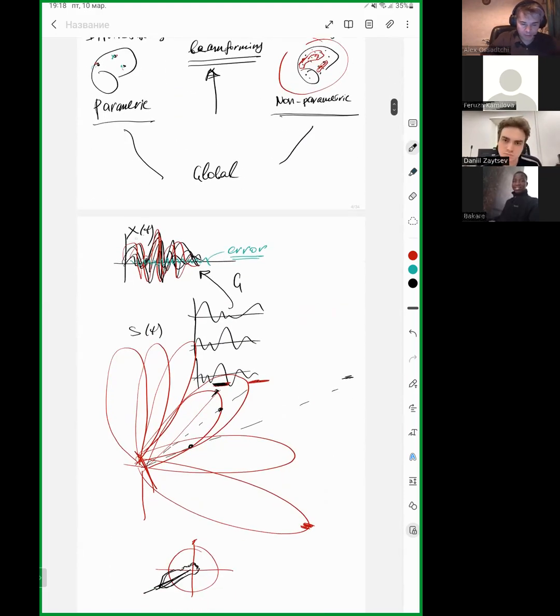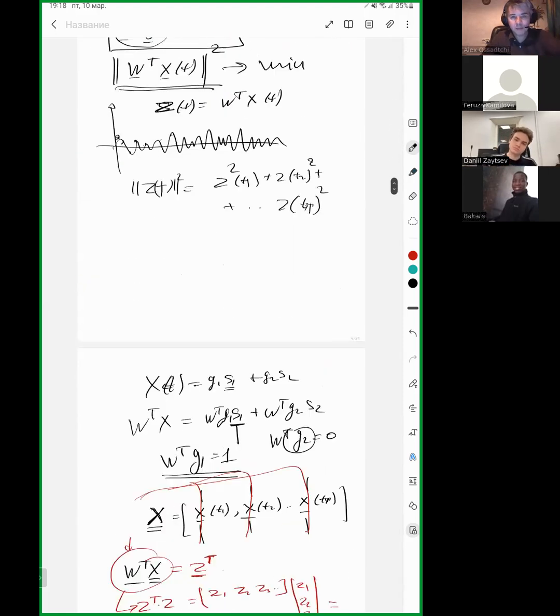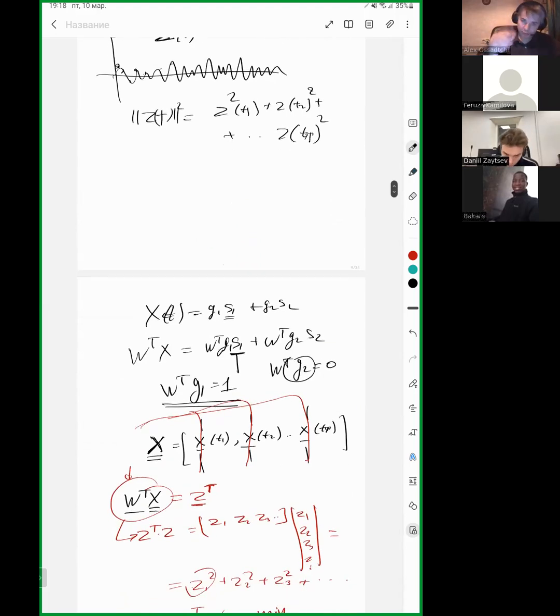So our real data is black, and the red one is what we reconstruct from our sources. And this is the error that we want to minimize. All beamformers are formulated by setting the task of listening to a particular direction, and that's it. And you don't care about the global picture.